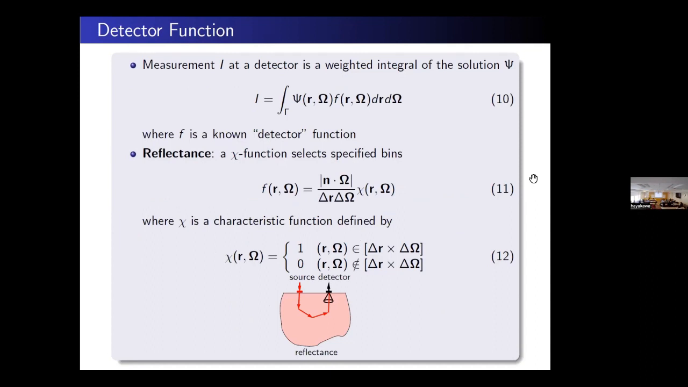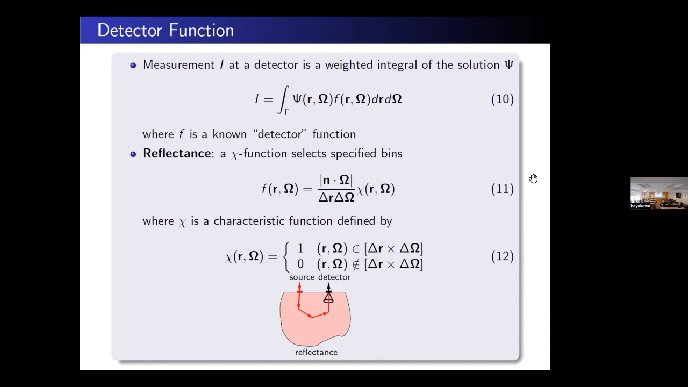So now we have the solution everywhere in phase space, but we take measurements and we want to know what is being detected in a certain place in that phase space or on the boundary. So we're interested in a measurement. I've notated it as I, and the way that we evaluate that measurement is we take a weighted integral of the solution with a detector function, and that detector function is known. I'll give an example of reflectance. This is the detector function for reflectance.